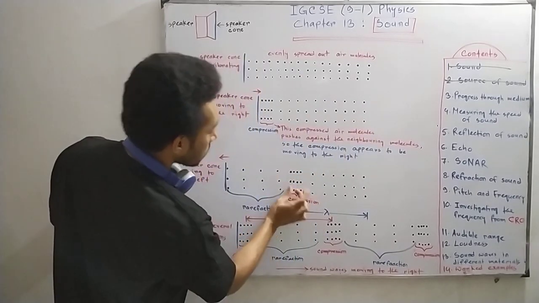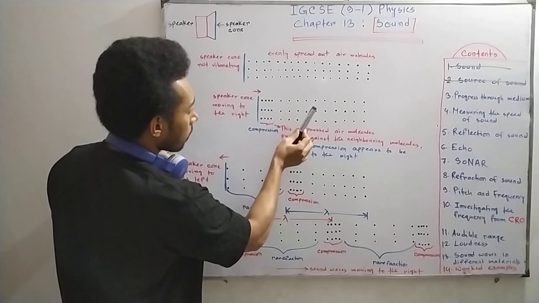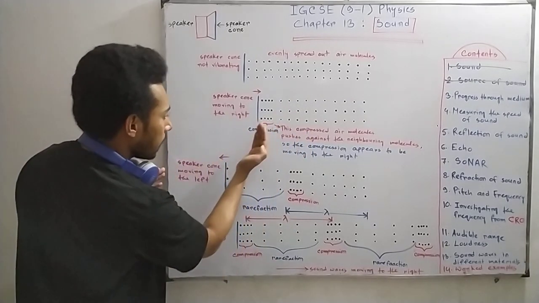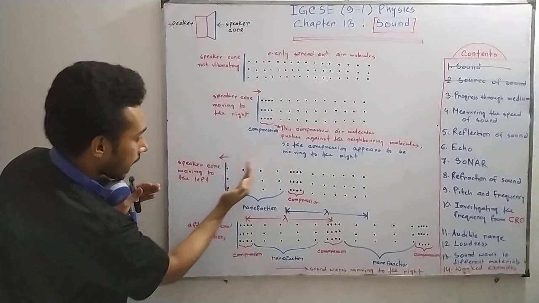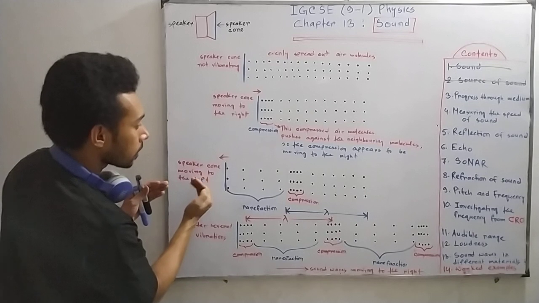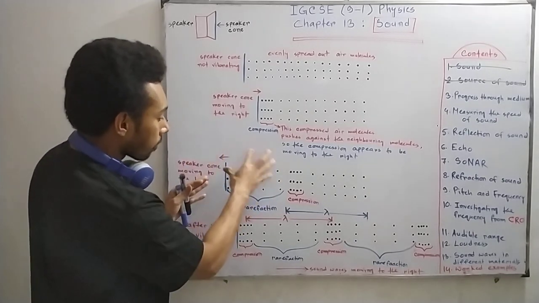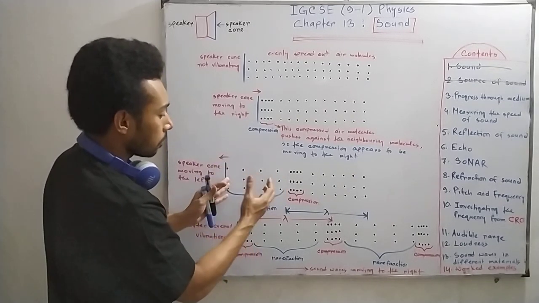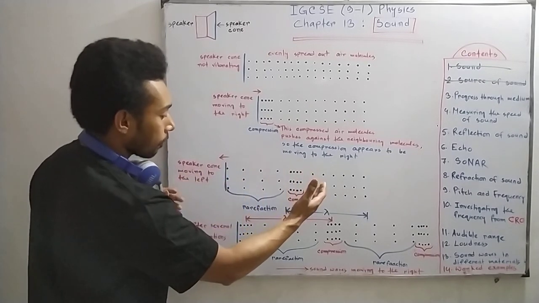For example, this. And when it is vibrating, first it moves to the right, then moves to the left, and when the paper cone moves to the left, look at this diagram. When the paper cone moves to the left, it leaves behind a region of expanded air, where the air molecules are spread out or rarefacted.